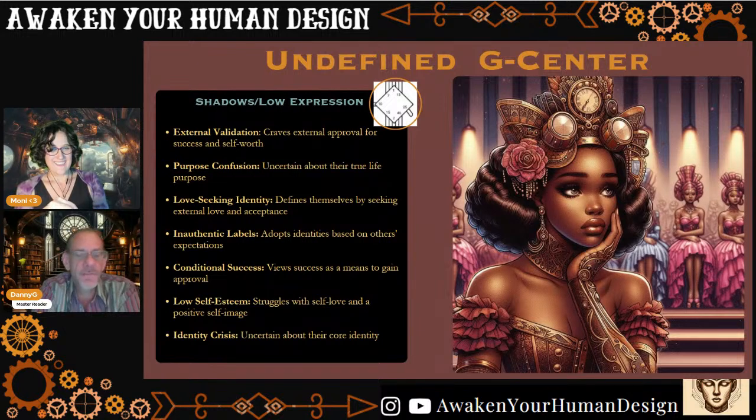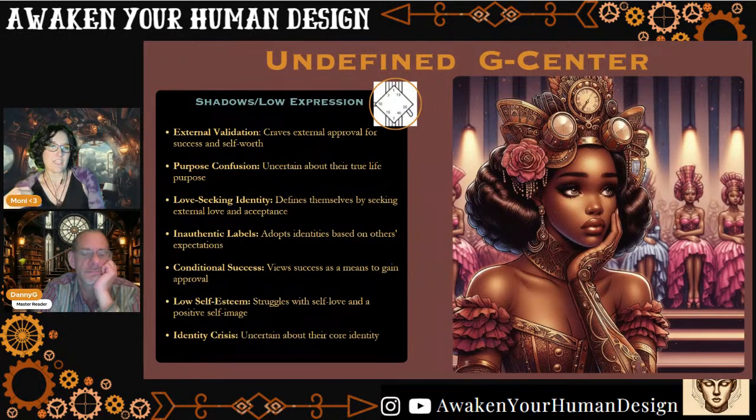I can read three, four, and the fourth one, inauthentic. I could jump in. Inauthentic labels: adopts identities based on others' expectations, trying to be someone for somebody else, to be part of a community, or maybe if I act this way, I can be hanging out with these people. Conditional success: viewing success as a means to gain approval. Again, that acceptance to be part of something, to be connected with people. Low self esteem: struggling with self love and positive self image, right? It's looking at somebody else's, like the grass is always greener, right?